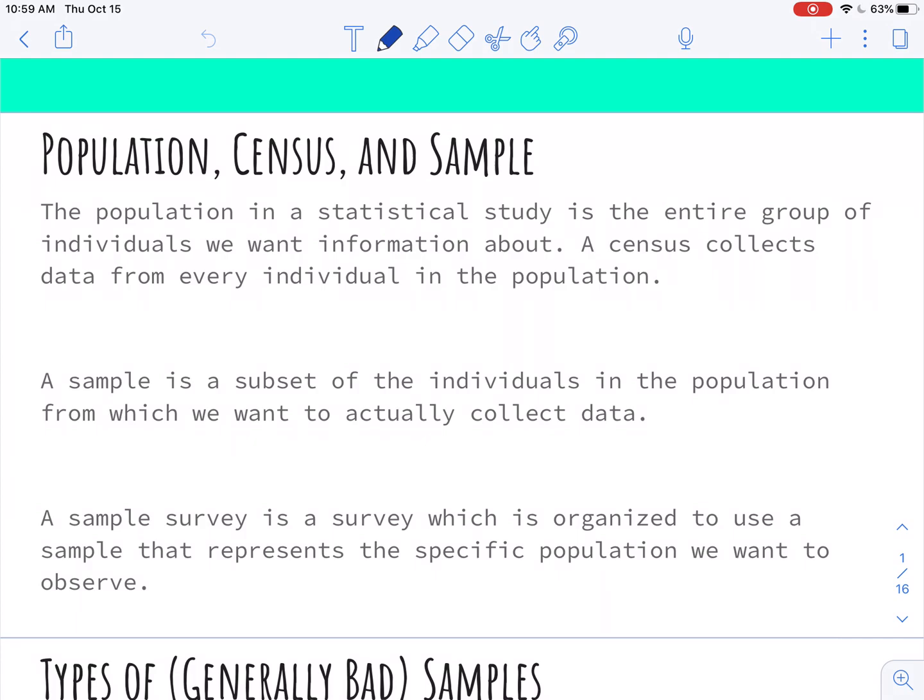It takes an enormous amount of planning, an enormous amount of advertising, and an enormous amount of work to get everyone to respond to the census survey. There's legal rules, there's a bunch of things going on to make the census happen. It's really, really hard to get the entire population to respond to a survey. That's why the census in the United States only happens once every 10 years. It's a fairly rare event.